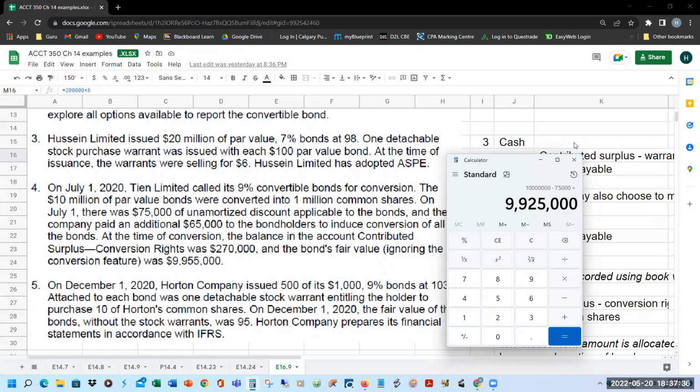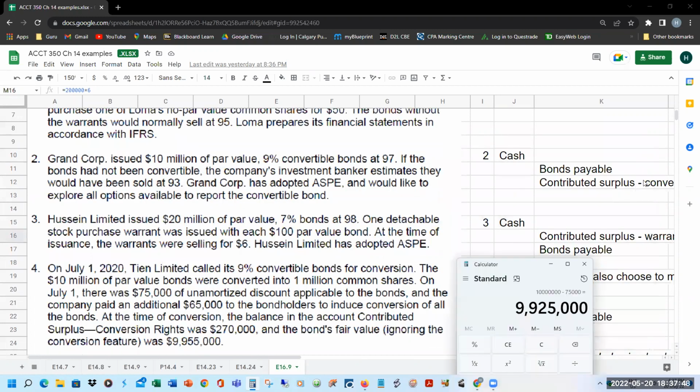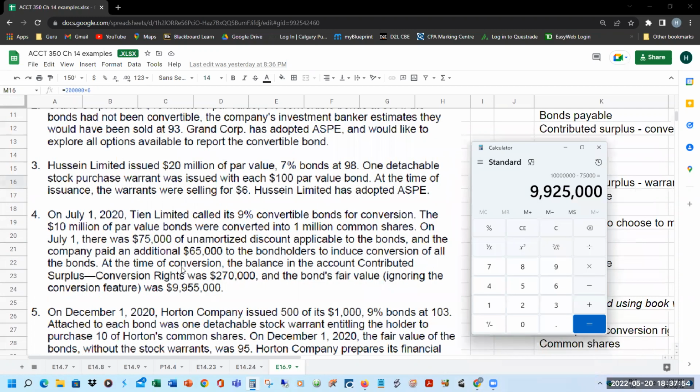Now, what has happened? The company has converted these bonds into common shares. So if these were convertible bonds, originally, when these bonds were issued, the company must have recorded some contributed surplus for the conversion rights. In this case, yes, that is true. At the time of conversion, the balance in the account called contributed surplus conversion rights was $200,000. So now that the bonds are being converted into common shares, the contributed surplus conversion rights account is no longer needed. What we do is we debit contributed surplus for the $270,000.